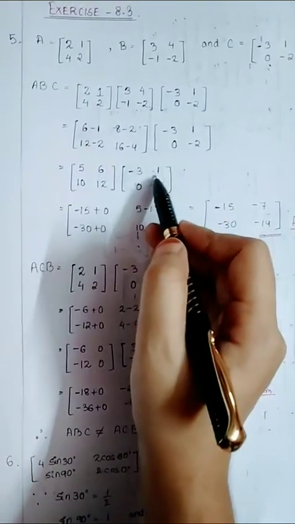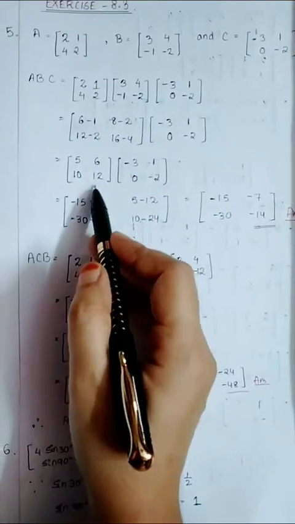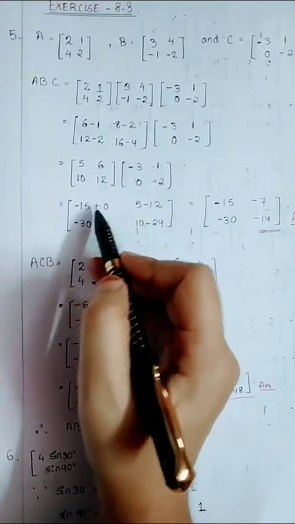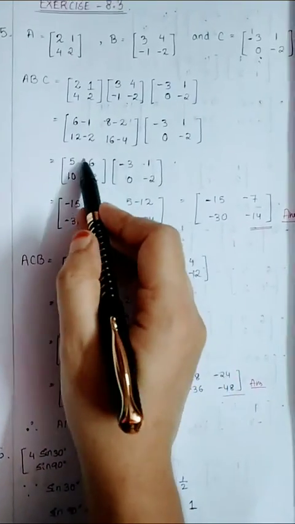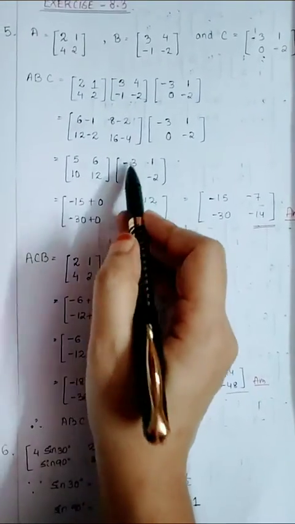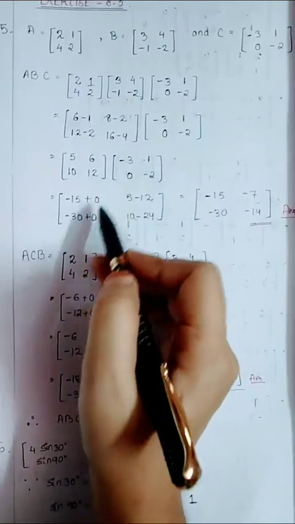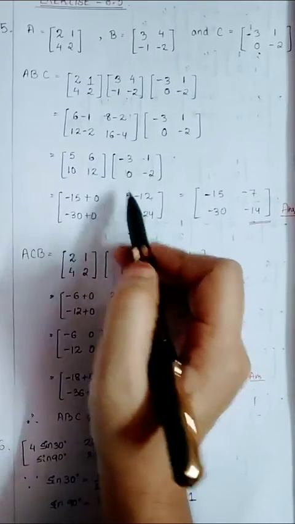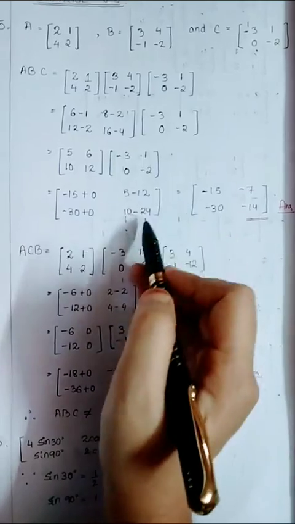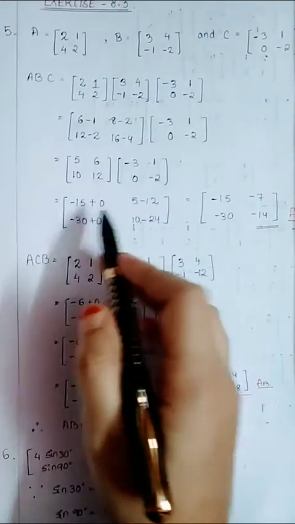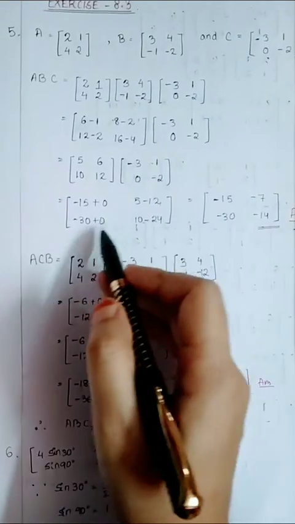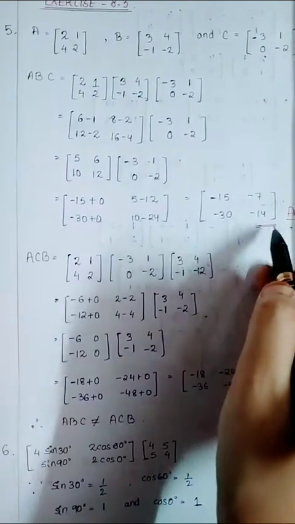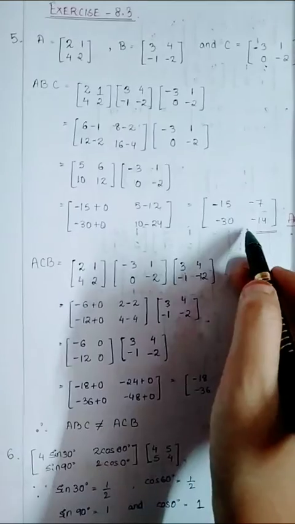After that we'll multiply it with the C matrix. So again doing the same thing. 5 3s are 15, 6 0s are 0, 5 1s are 5, 6 2s are 12, 10 3s are 30, 12 0s are 0, 10 1s are 10 and 12 2s are 24. After that, solving it out, 15 plus 0 will give you 15, 5 minus 12 is minus 7, here 30 and here 14. So we have got this answer for ABC.